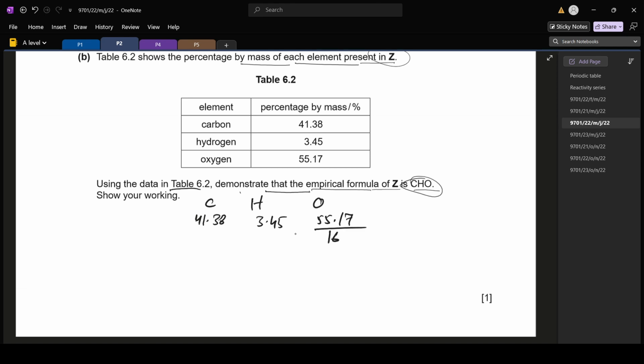Okay, and oxygen has an AR of 16. You can see this from the periodic table, their ARs. And carbon has an AR of 12. So from here you will get 3.45, 3.45, and 3.45. So this shows that it has an empirical formula of CHO.